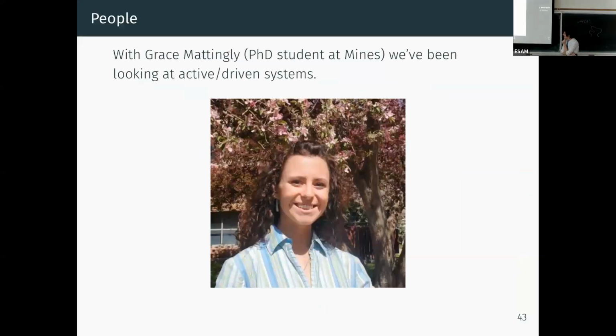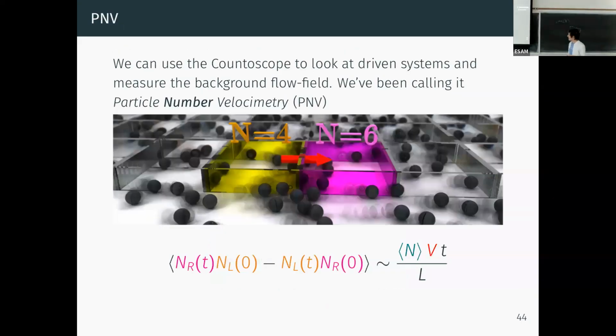Okay. So in the last little bit, I want to talk about what we're working on now, which is what happens when there's more than just diffusion in the system. This is with Grace Mattingly, who's a PhD student at Mines. And she's done a lot of really cool calculations to work out, when you have out-of-equilibrium systems, what should you look at and what do you get?